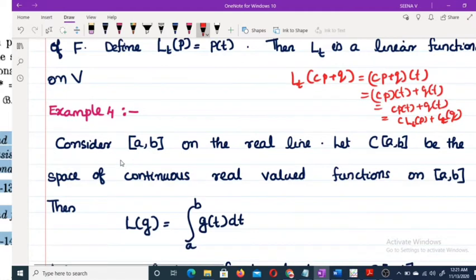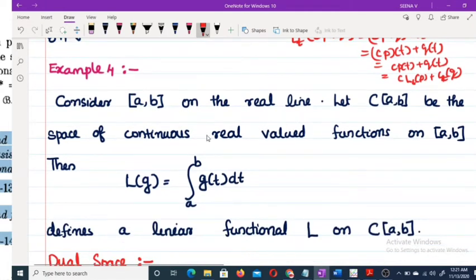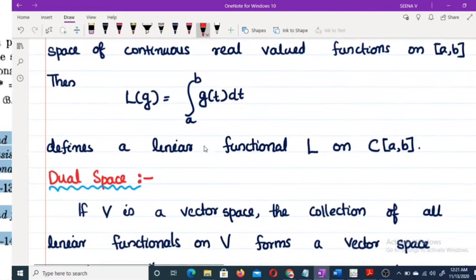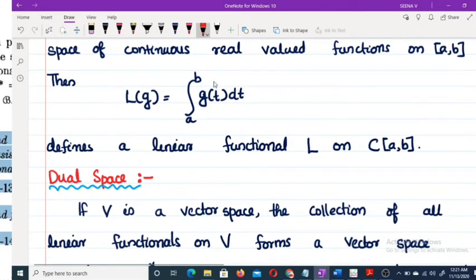Now moving to the next example, consider the closed interval [a, b] and C[a, b], the space of all continuous real valued functions. Then for g in C[a, b] we define L(g) equal to the integral from a to b of g(t) dt. As g is continuous, we can define the integral, and this is also a linear function. You can easily verify, sum of continuous functions is again continuous, therefore the integral is defined.